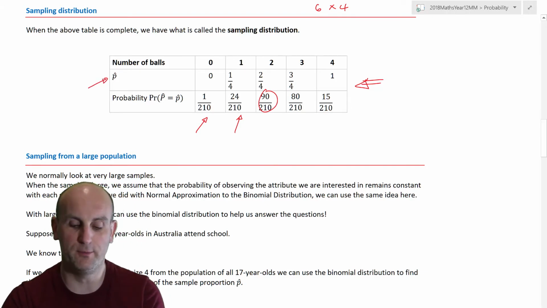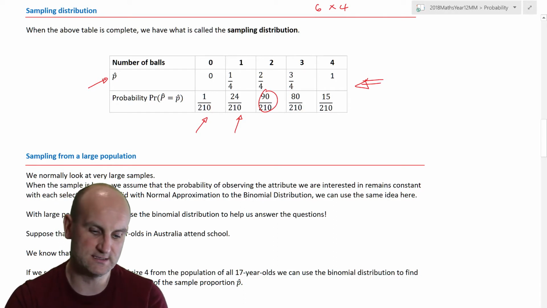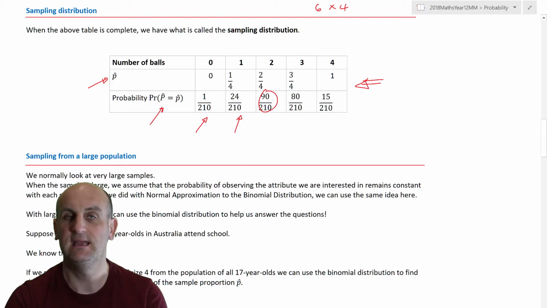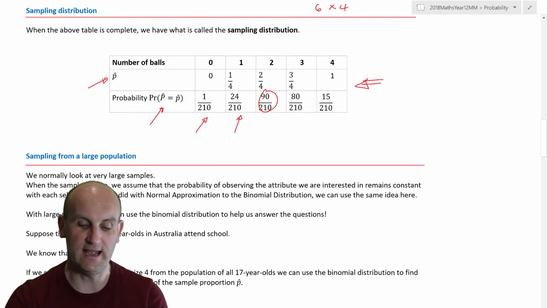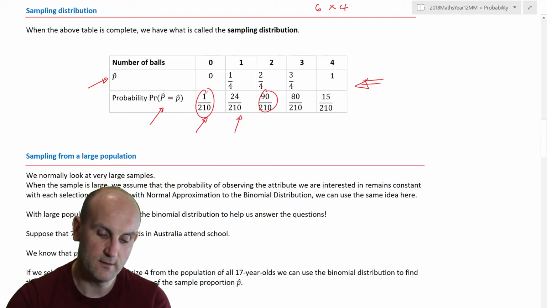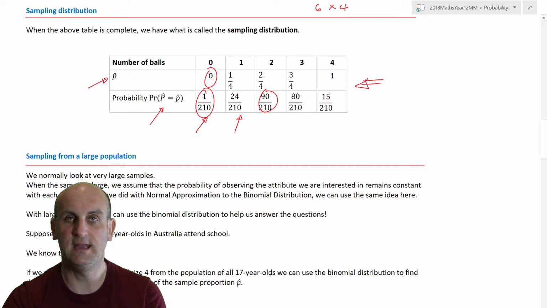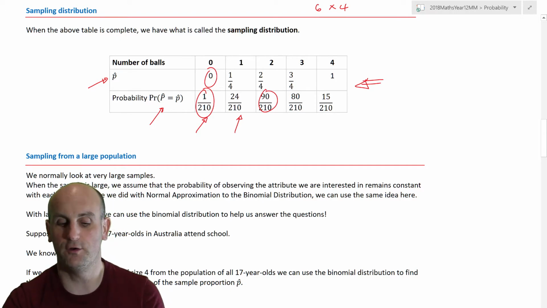There's my sample proportion. Really important to know where these fractions come from. And there is my probability of p-hat equals p-hat. Again, the probability of getting this value here. That's all that p-hat equals: it's the probability of getting a sample proportion of 0.